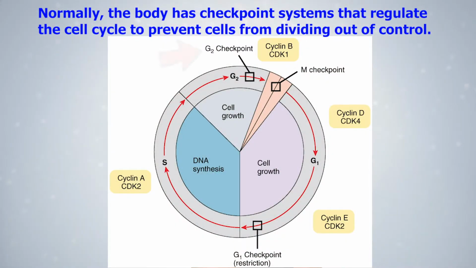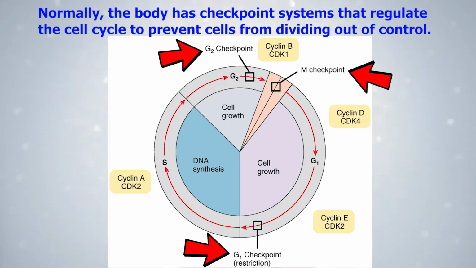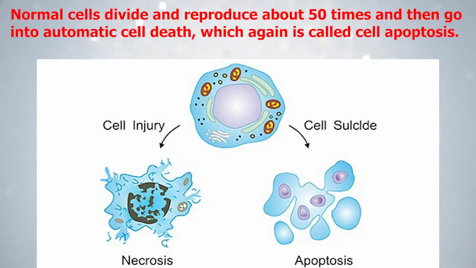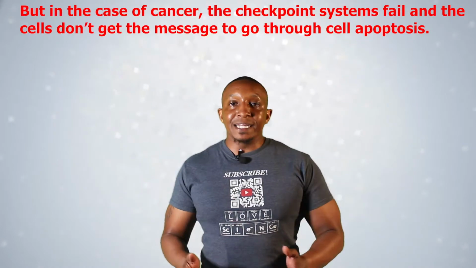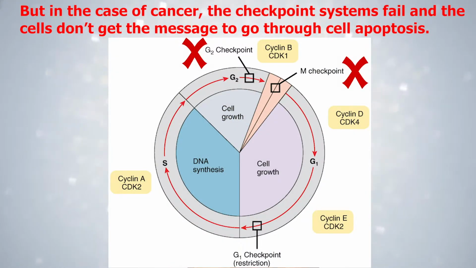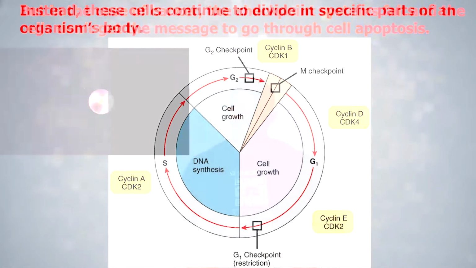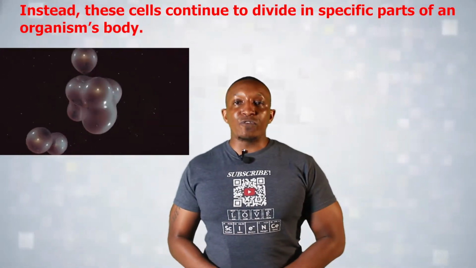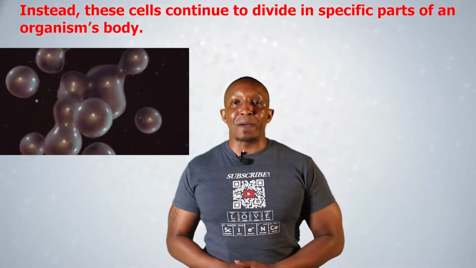Normally, the body has checkpoint systems that regulate the cell cycle to prevent cells from dividing out of control. Normal cells divide and reproduce about 50 times and then go into automatic cell death, which again is called apoptosis. But in the case of cancer, the checkpoint systems fail and the cells don't get the message to go through apoptosis. Instead, these cells continue to divide in specific parts of an organism's body.